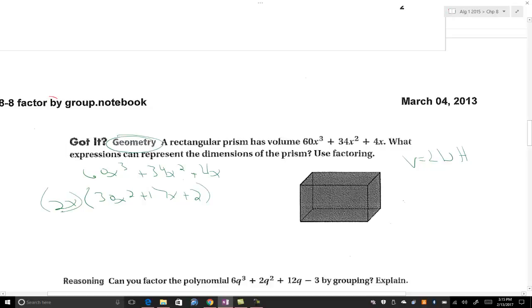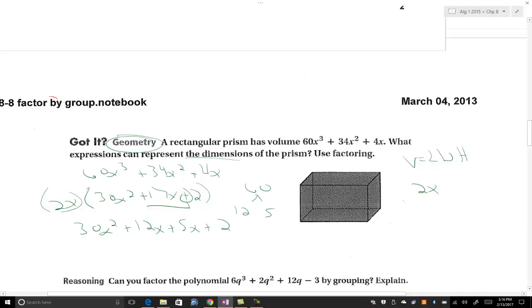That's going to give me one of my dimensions. It really doesn't matter which one it is, so what represents the dimensions. So 2x is one of those. And then we're going to deal with 60 that adds up to 17. Well, that's going to be 12 and 5, so 30x squared plus 12x plus 5x plus 2.